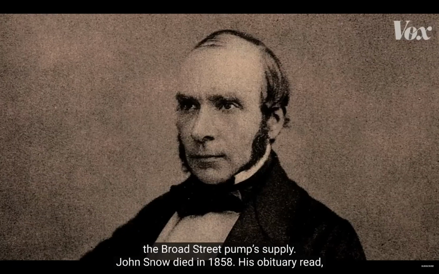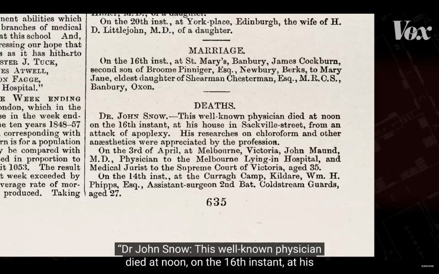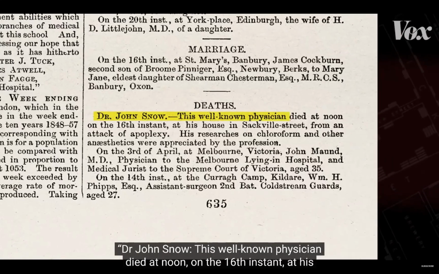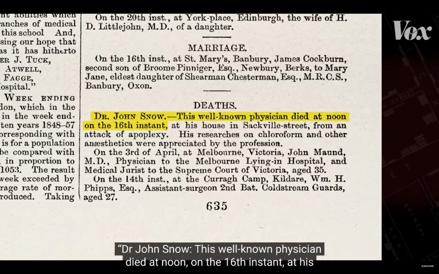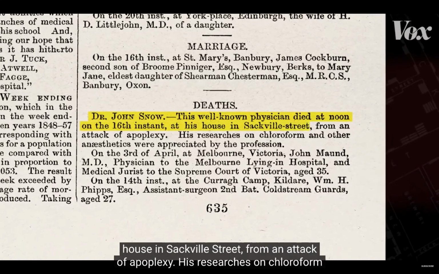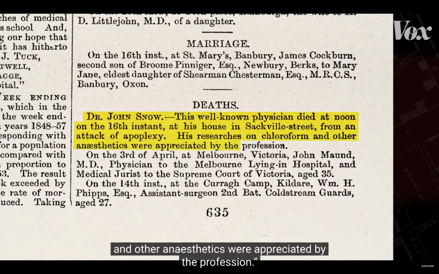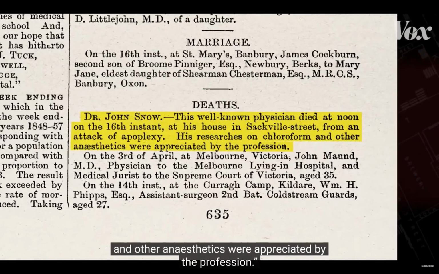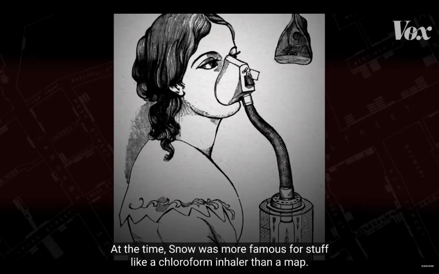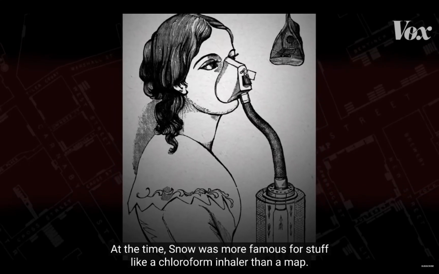John Snow died in 1858. His obituary read, "Dr. John Snow, this well-known physician, died at noon on the 16th instant at his house in Sackville Street from an attack of apoplexy. His researches on chloroform and other anesthetics were appreciated by the profession." At the time, Snow was more famous for stuff like a chloroform inhaler than a map.